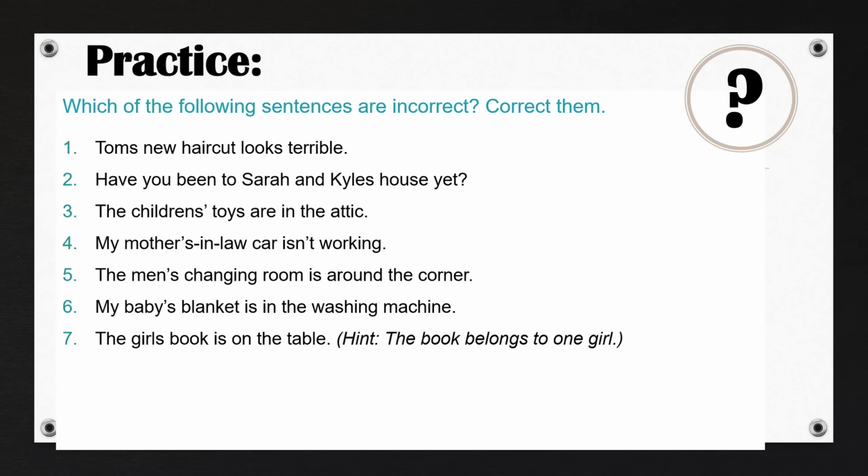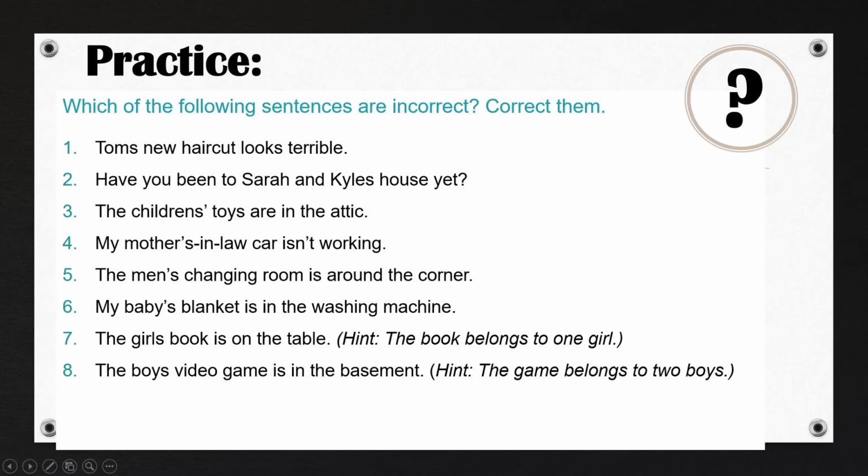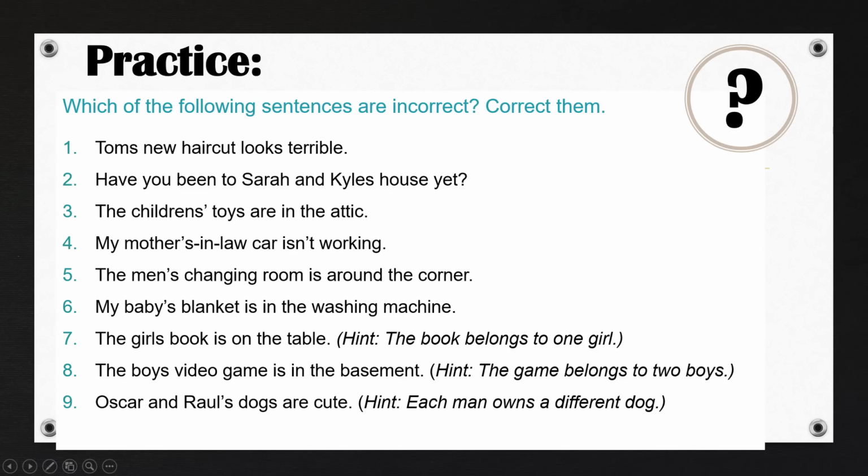Number 7, the girl's book is on the table. And a hint, the book belongs to one girl. Number 8, the boy's video game is in the basement. And a hint here, the game belongs to 2 boys. Oscar and Raoul's dogs are cute. Hint, each man owns a different dog. Finally, number 10, my parents' home is near the mountains.